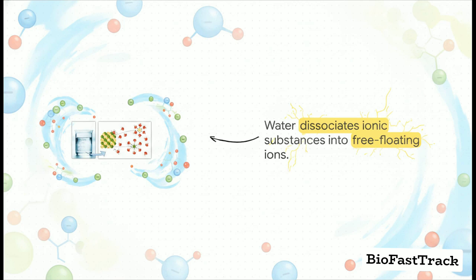Since living cells are roughly 60 to 70% water, most ionic substances exist as free-floating ions inside us. Right. Picture dropping sodium chloride into water. Those polar water molecules instantly swarm the salt. The slightly negative oxygens surround the positive sodium, and the slightly positive hydrogens surround the negative chloride. It literally rips the ionic compound apart into critical, free-floating ions that are now primed and ready for cellular reactions.